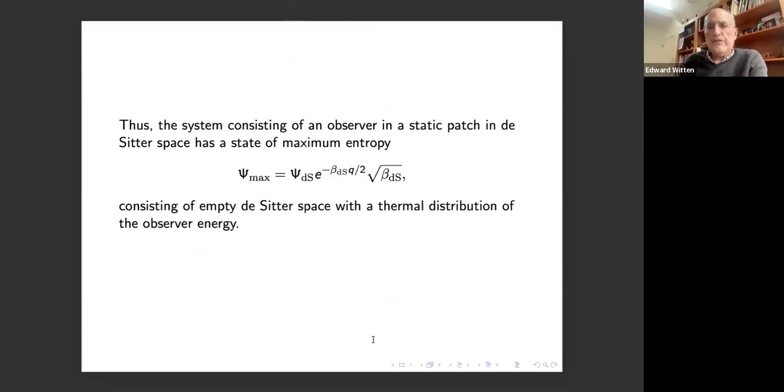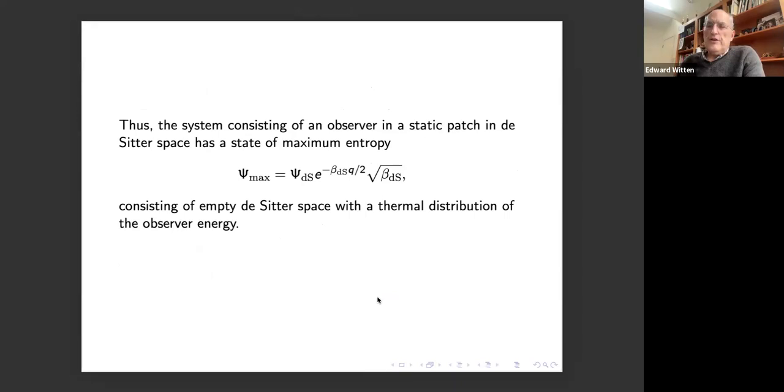Thus, the system consisting of an observer in a static patch in de Sitter space has a state of maximum entropy. The state consists of empty de Sitter space with the observer in equilibrium with the ambient spacetime, so the observer has the thermal distribution of the observer energy.